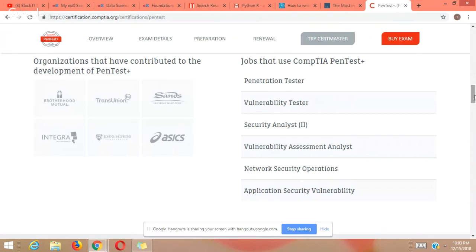Yeah. So let's see, if you look at jobs that use CompTIA Pen Test Plus, it says penetration tester, vulnerability tester, security analyst too. So that's a mid-level security analyst, vulnerability assessment analyst, network security operations, and application security vulnerability.